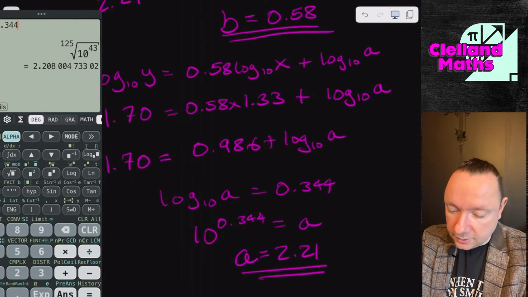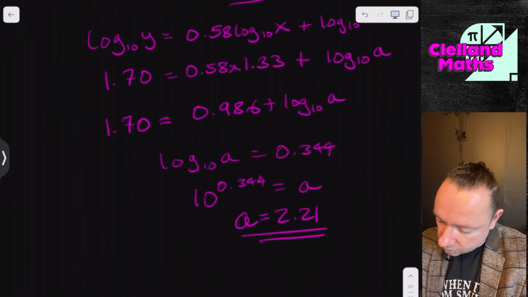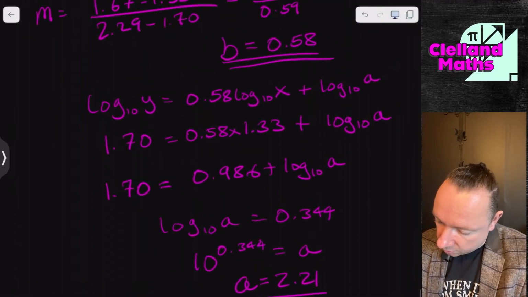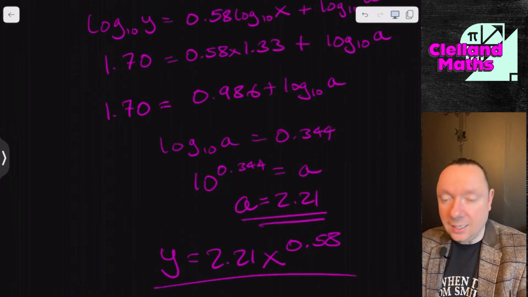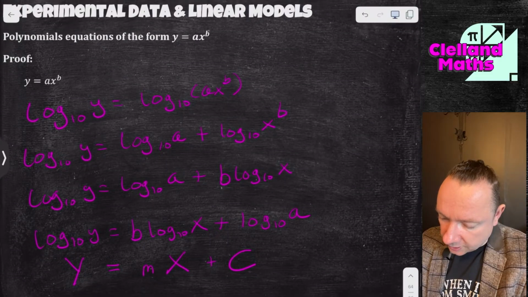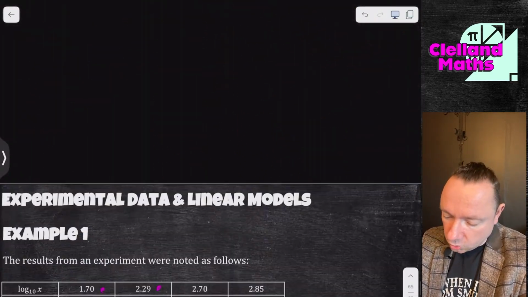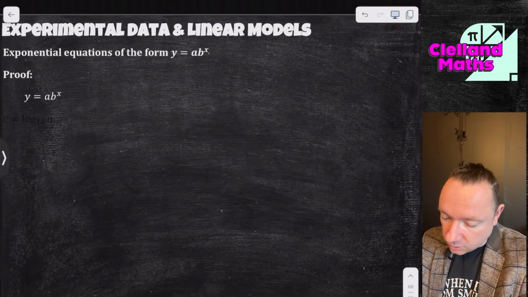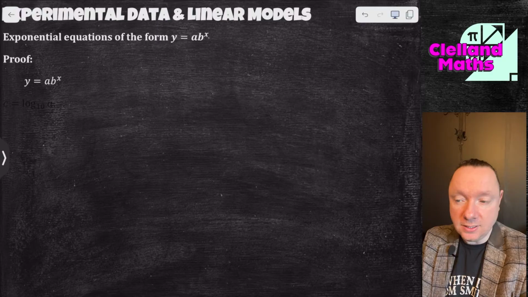So now we have to write it in terms of y and x. Remember it was originally y equals a x to the b. So we've done it. y equals 2.21 x to the power of 0.58. And we're done there. So the first time we did this, the x was down below and b was a power. We can also do this when x is a power, so a little bit different, a b to the power of x, but again, starting the same way.